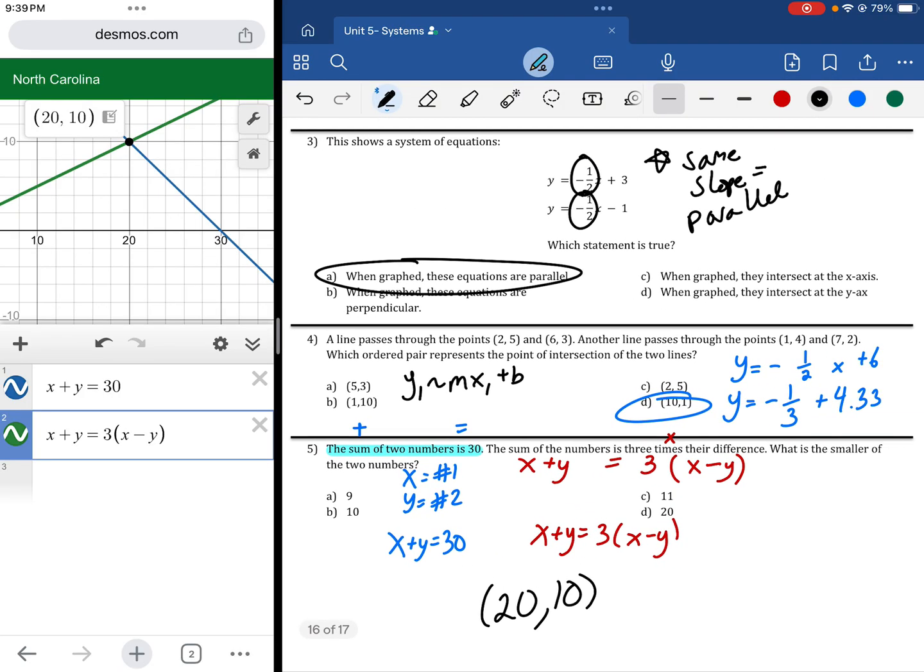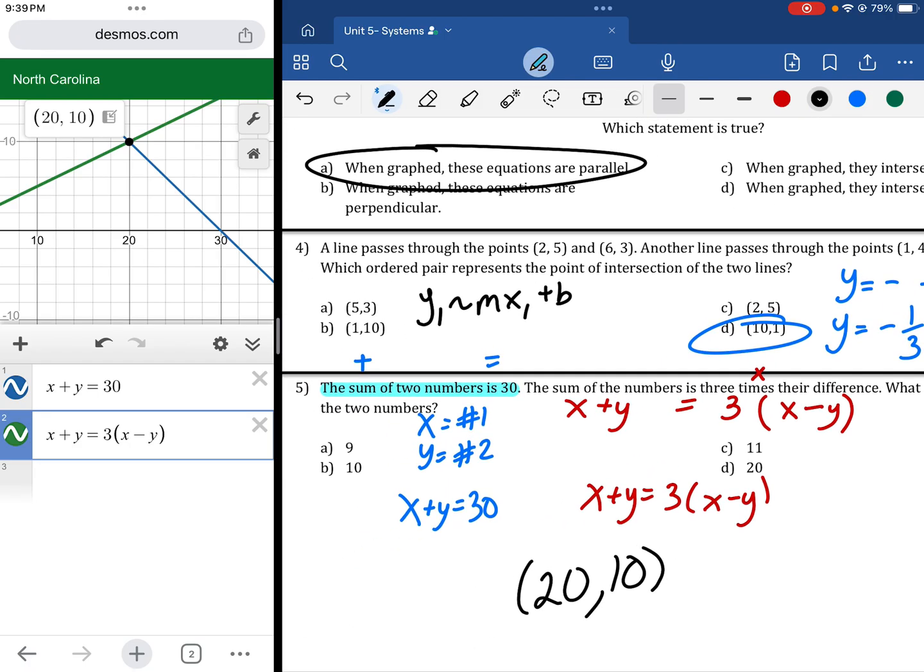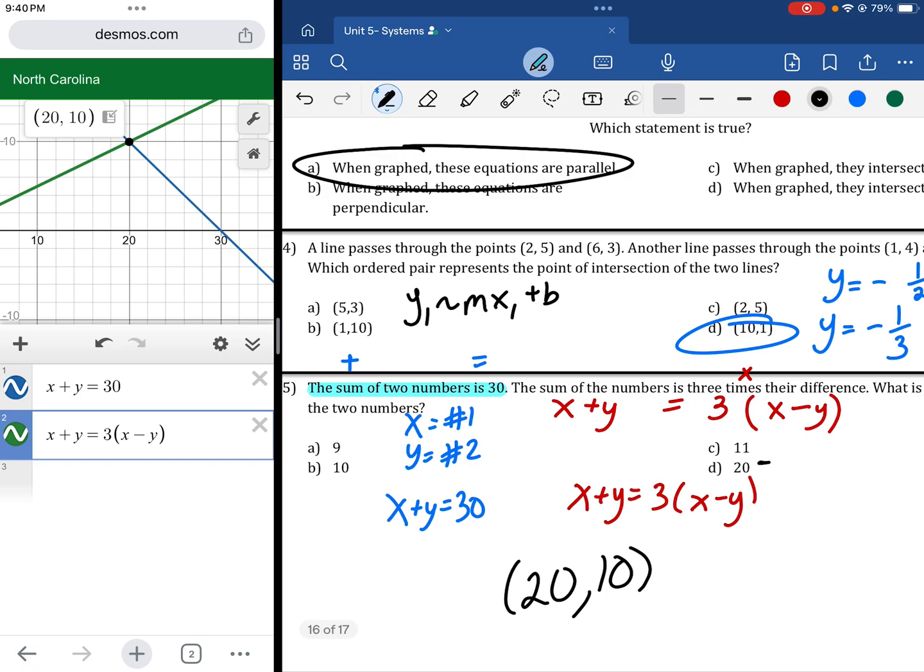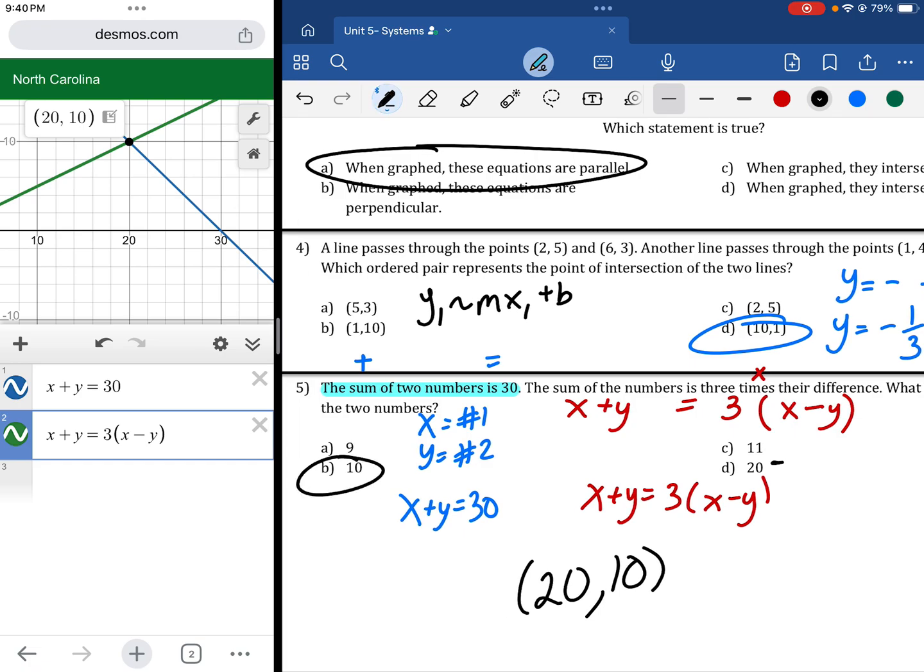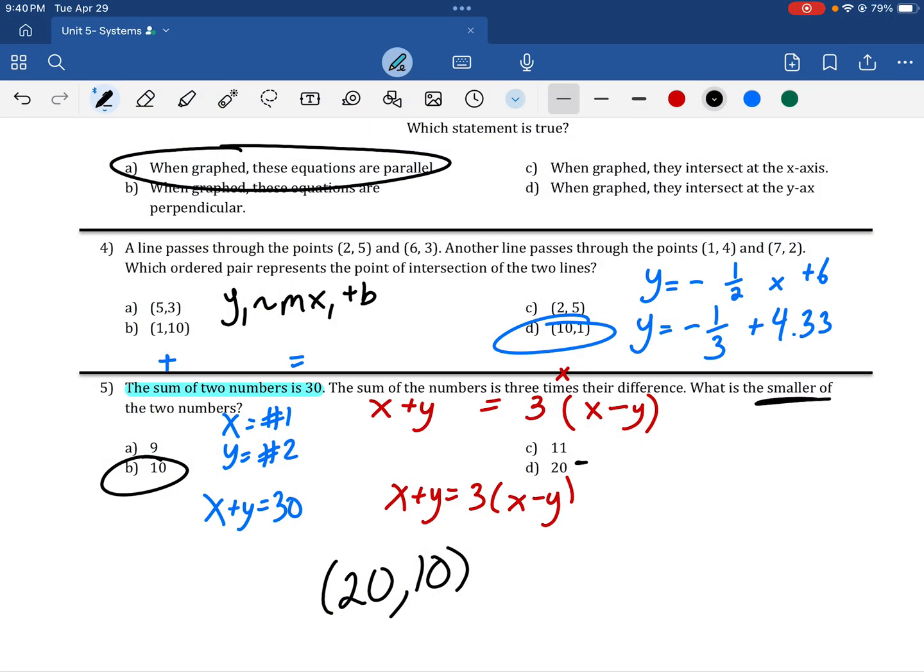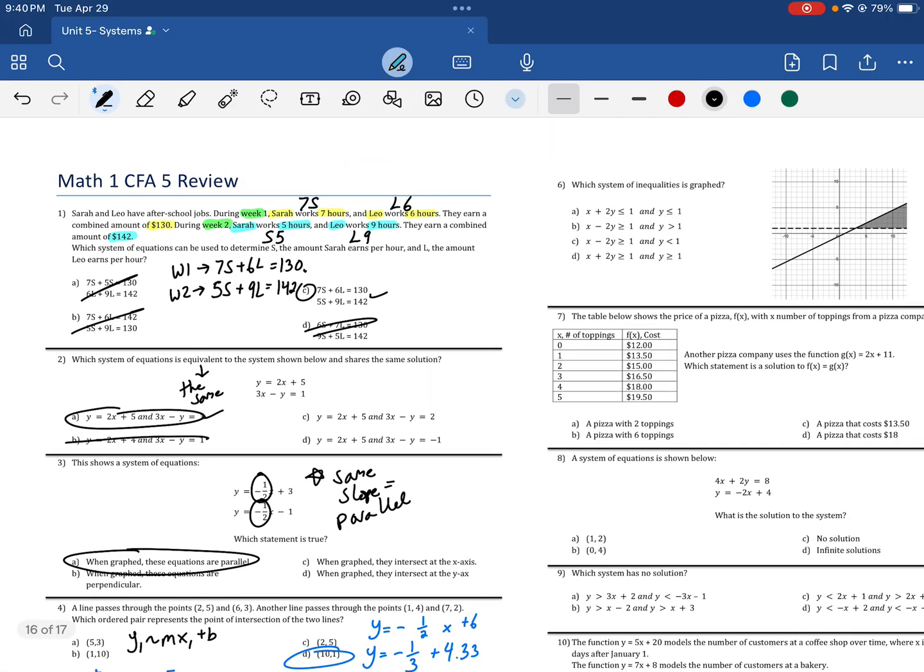So the question says, what is the smaller of the two numbers? So you might not read the question and say, oh look, there's a 20 right there. That's going to be my answer. But it says the smaller. Well, out of 20 and 10, 10 is smaller. So our answer here would be B. So make sure when you're doing this one, you fully read the question and see what it is asking of you. So there's 1 through 5.